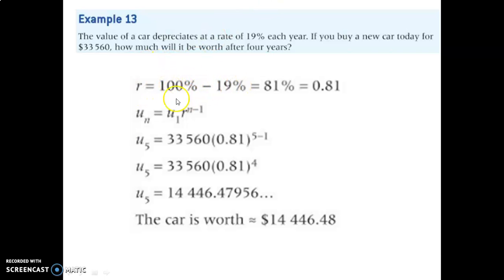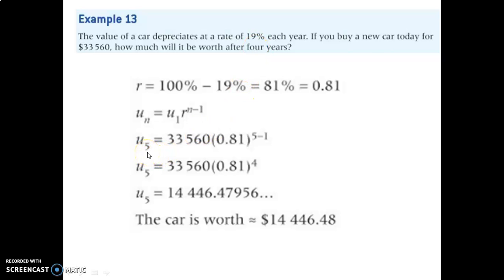To find the R value, we say, well, it's worth 100% in the beginning, but it depreciated or went down 19%, so now its value is 81% of what it once was. Okay, so 81% of what it was, and 81% is 0.81 as a decimal. So we can say that R value is 0.81, because if you take the full value and multiply it by 0.81, you will now have its new value, which is 81% of what it was, and that means it went down 19%. So plugging in 0.81 for the R value, and if it goes down to 81% every year, you can figure out after 4 years what happened. So after 4 years, you're looking for U5.